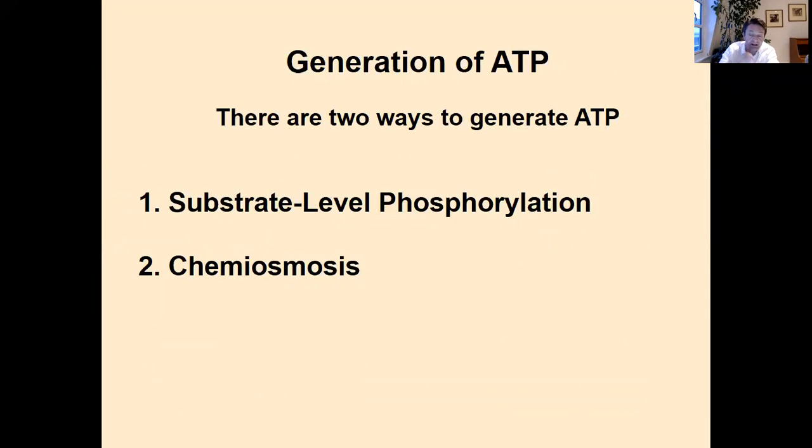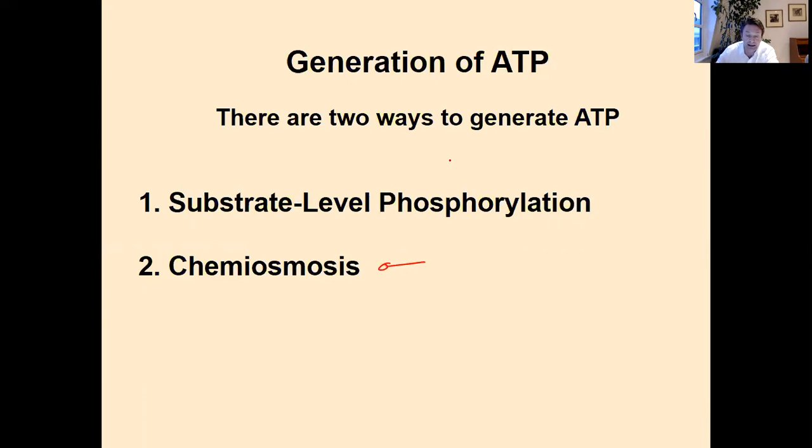There are 2 ways in which you can generate ATP. One is through substrate level phosphorylation, and one is through chemiosmosis. Now, chemiosmosis is the way in which you generate ATP in mitochondria and in chloroplasts through the flow of electrons along a membrane to generate a hydrogen gradient. And those hydrogen ions then flow out through ATP synthase. So the way you generate ATP in both of those membranes is exactly the same way.